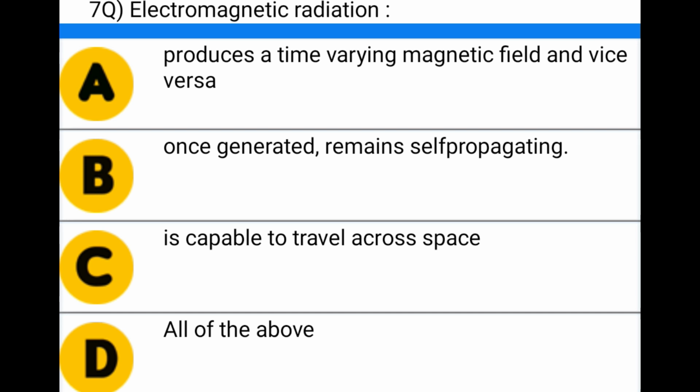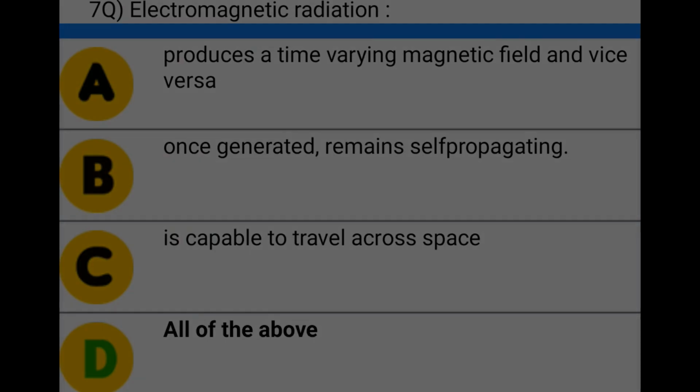Next question, electromagnetic radiation. Option A produces at the time of varying magnetic field and vice versa. Option B, once generated, remains self-propagating. Option C is capable to travel across the space. Option D, all the above. The correct answer is option D, all the above.